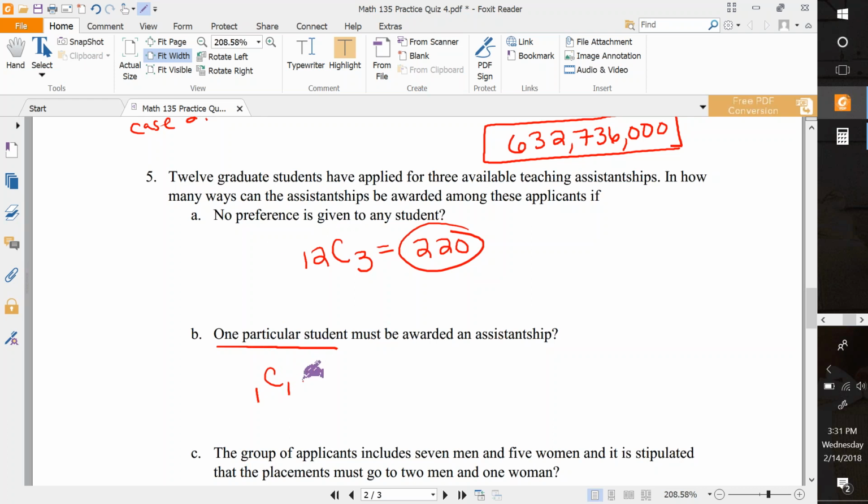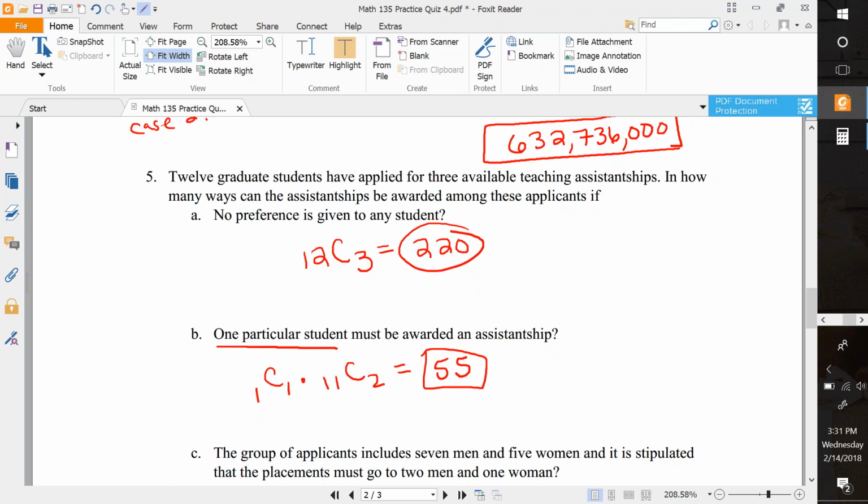Okay. I have 2 other slots that need to be filled in this teaching assistantship. There's no order to who gets picked for them because we're just saying we need 2 more students. And we only have 11 graduate students left because this student has already been chosen. So we'd have 11 choose 2 more. So 11 choose 2 comes out to 55. And the 1 choose 1 is 1.